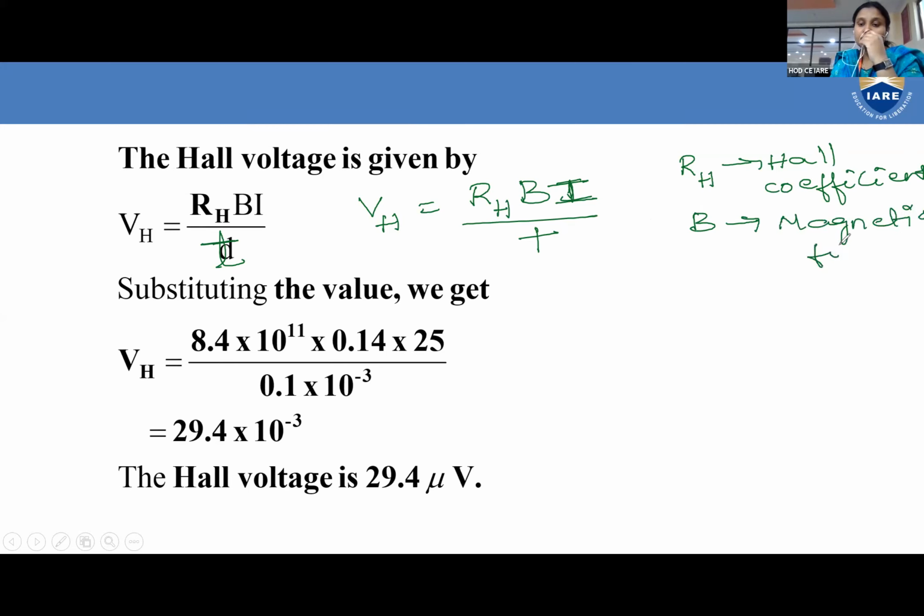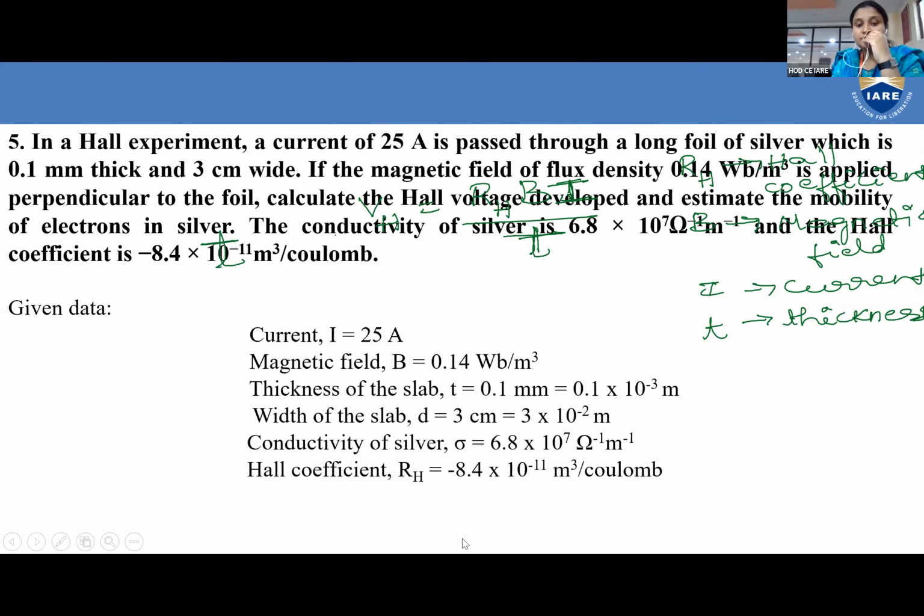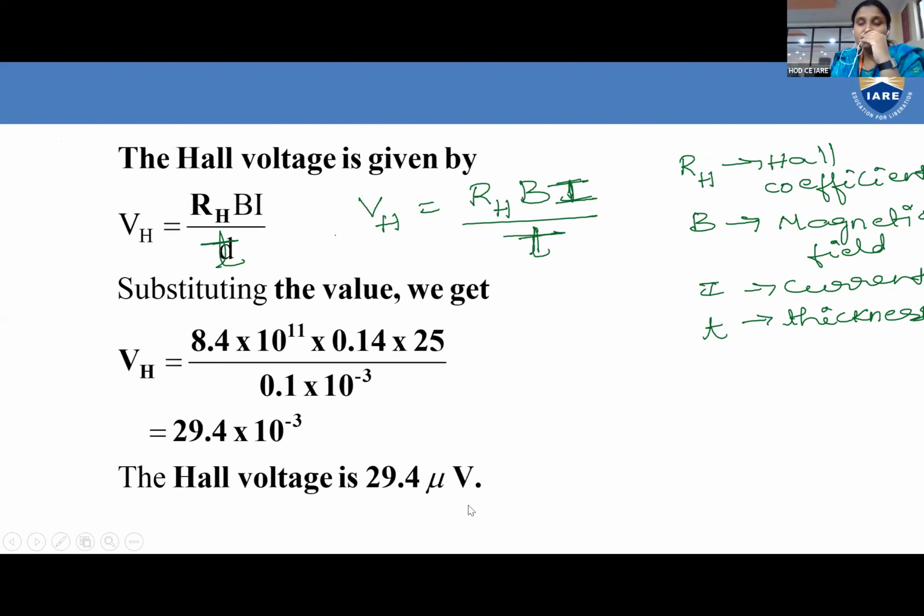And of course I is the current made to pass through our semiconductor, and T refers to thickness, here the thickness of the foil. What is the value of RH? The RH value is 8.4 into 10 power of minus 11, and the minus sign is there. As I told you, the RH value will be negative if the selected material is an N-type semiconductor, where the majority charge carriers are electrons.